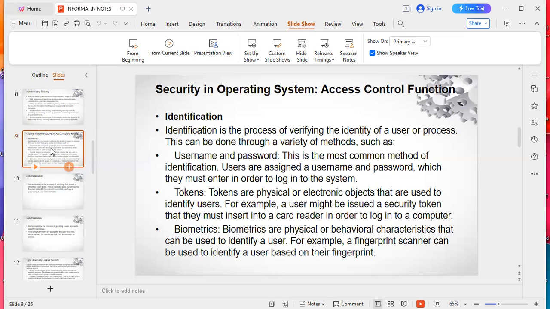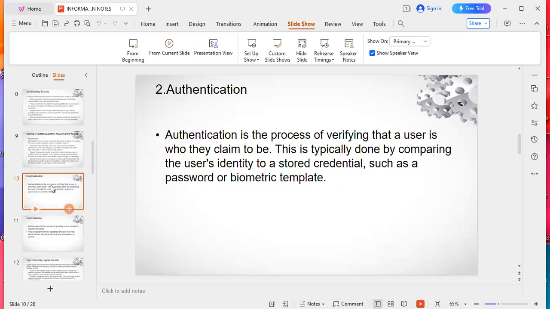And we can also use biometrics, which are physical or behavioral characteristics that can be used to identify the user. For example, we have a fingerprint scanner, iris scanner, your voice, etc. Number two, authentication. This is the process of verifying that a user is who they claim to be. This is done by comparing the user's identity to a stored credential, such as a password or a biometric template.